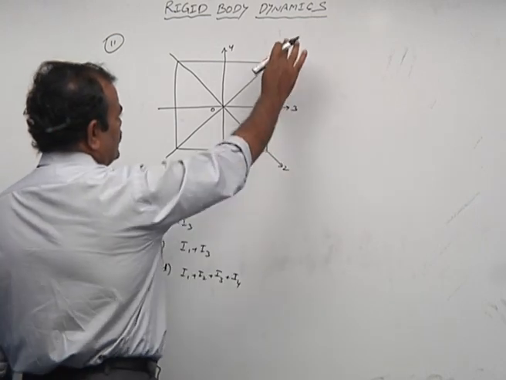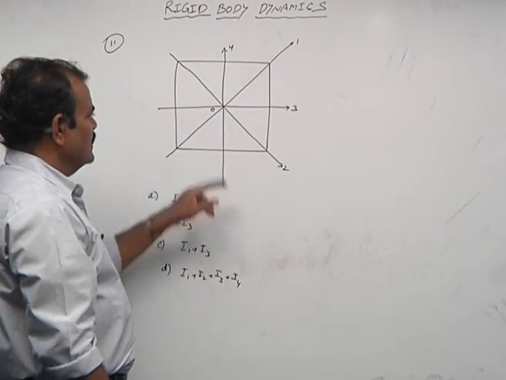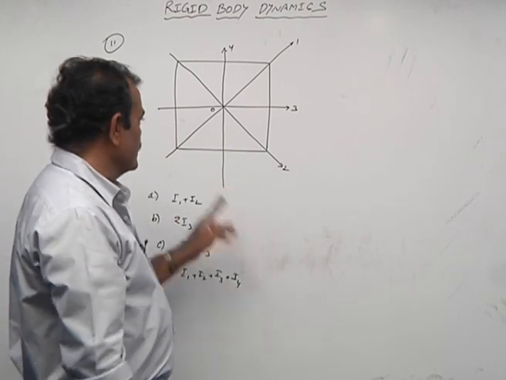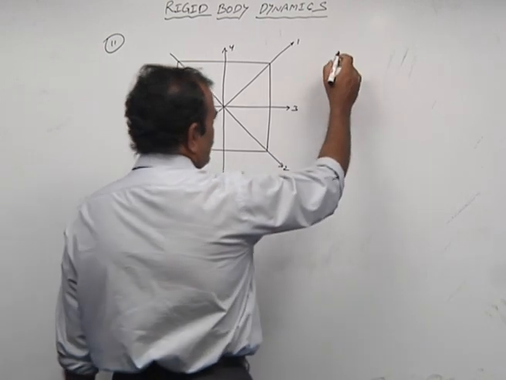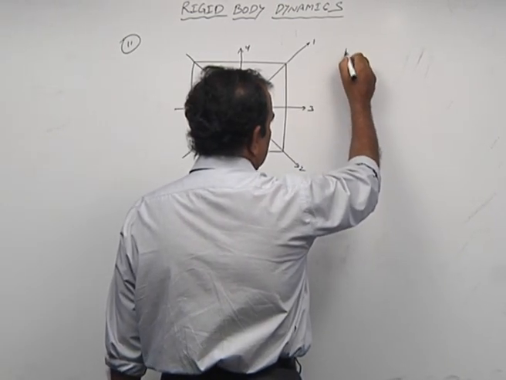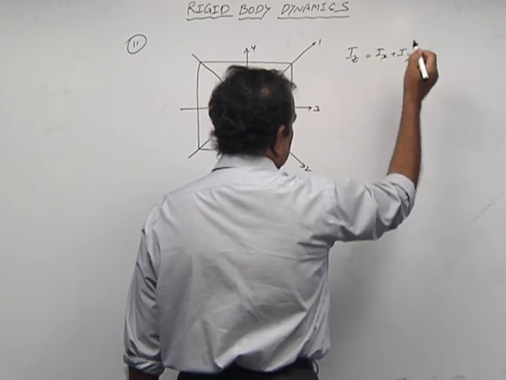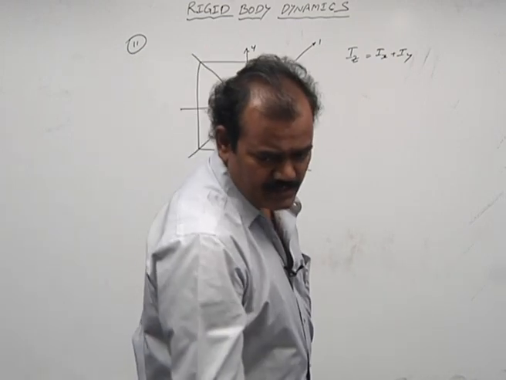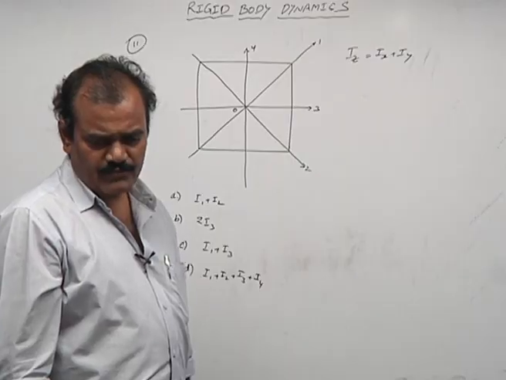Now, this is the first rotational axis, and this is the second axis, and these are nothing but the diagonals of this square frame. When you take the perpendicular axis, IZ is equal to IX plus IY. That is according to the perpendicular axis theorem. Because of that, in this problem you are supposed to find the moment of inertia.